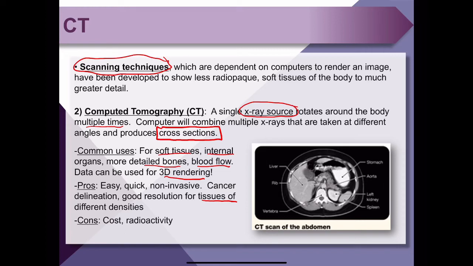The con is, of course, cost. With all these scanning techniques, you will see cost is a common problem because it requires a more expensive machine. There needs to be a computer there to render these images. So that's why the costs are higher for these types of techniques. And for a CT scan, you're still using an X-ray source, so there is still radioactivity.